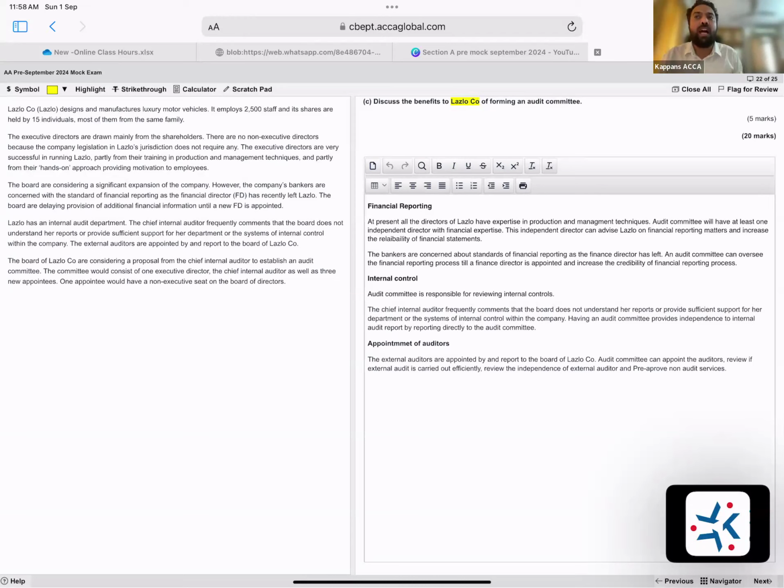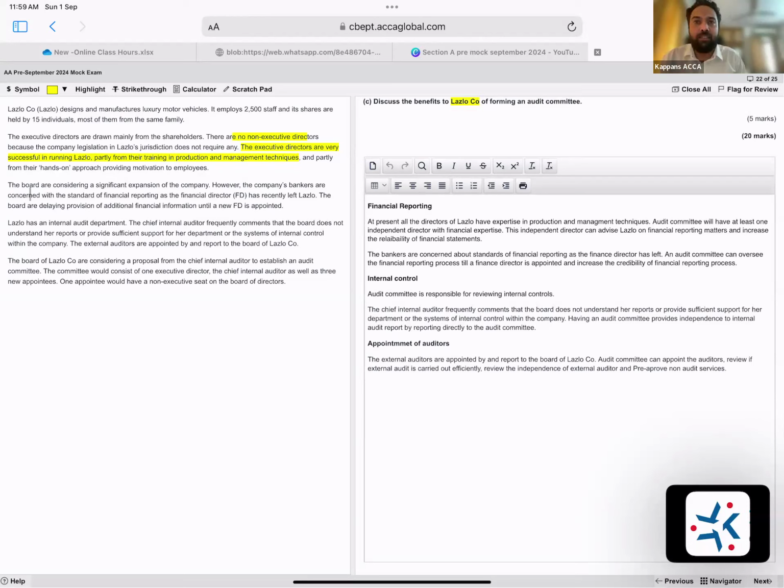So that is one of the advantages of having an audit committee in case of Laszlo, because all the executive directors of Laszlo are from training in production and management techniques. So they do have expertise in production and management, not in finance. And there are no non-executive directors. So having an audit committee helps Laszlo company to have at least one independent director who has expertise in financial and audit related matters and can advise Laszlo on financial reporting issues.